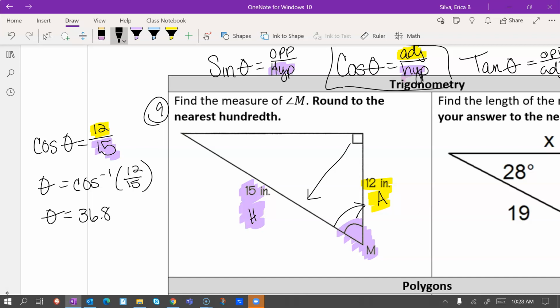36.87 degrees. So this angle right here is 36.87 degrees.